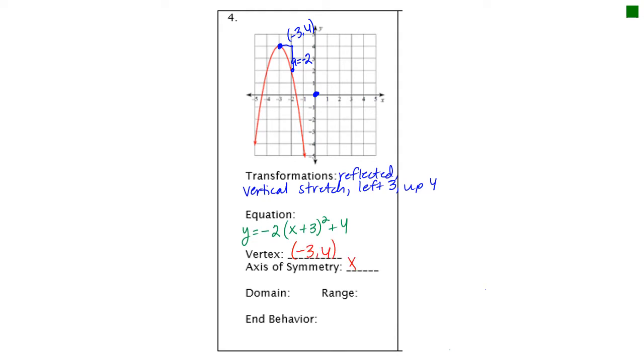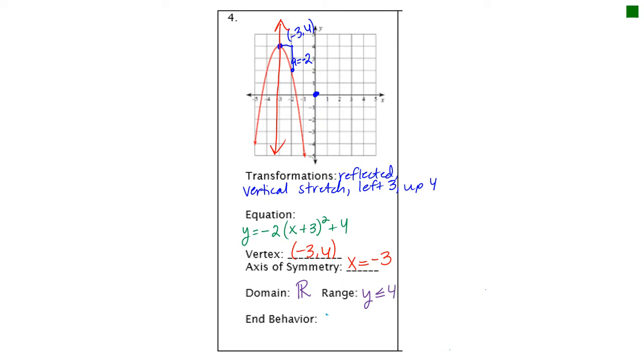Axis of symmetry will always be x equals, and it's going to be the x value of my vertex, so x equals negative 3. So that would give me my line that goes exactly through the middle of the parabola. Domain is going to be all real numbers because this would keep getting wider and wider forever. Since this is upside down, my range will be everything less than or equal to my highest point, which is the y value of my vertex, or 4.